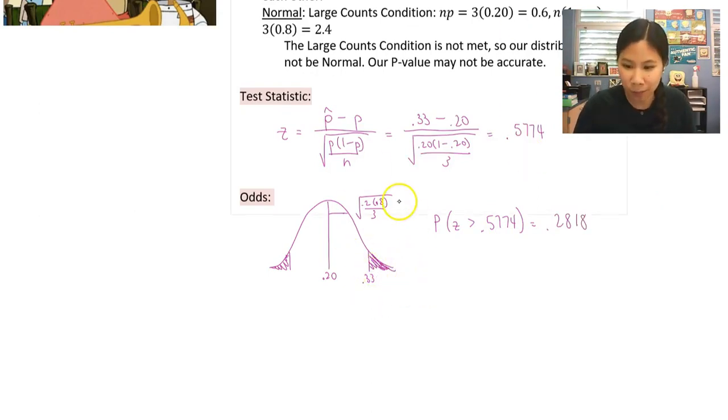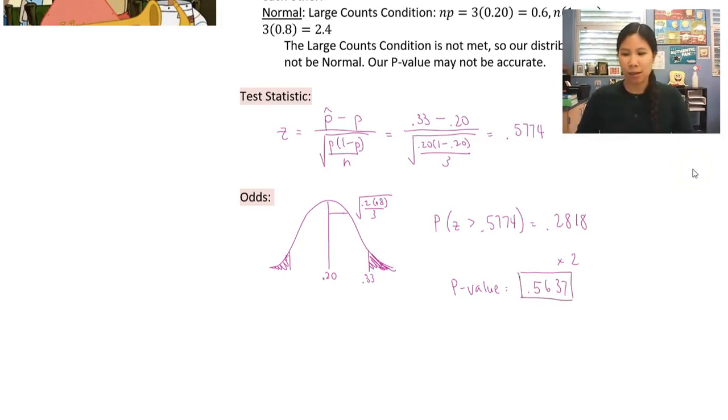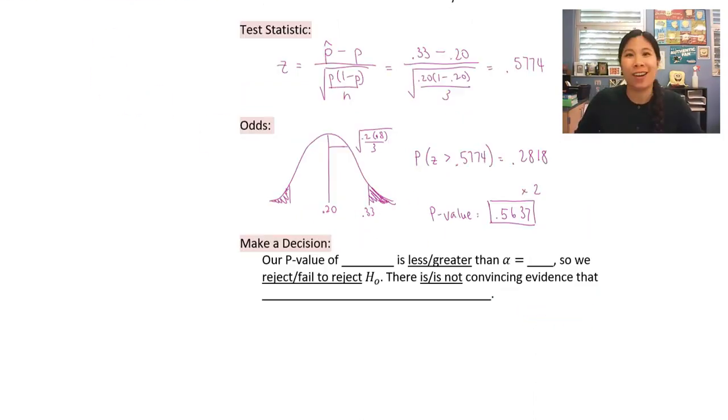If I double that, times 2, then my p-value is going to be 0.5637-ish. All right, so that's my p-value. Remember, we were looking for that p-value, whether it's high or low. Yeah, this is definitely not a low p-value. Our final step is to make that decision, otherwise known as our conclusion.